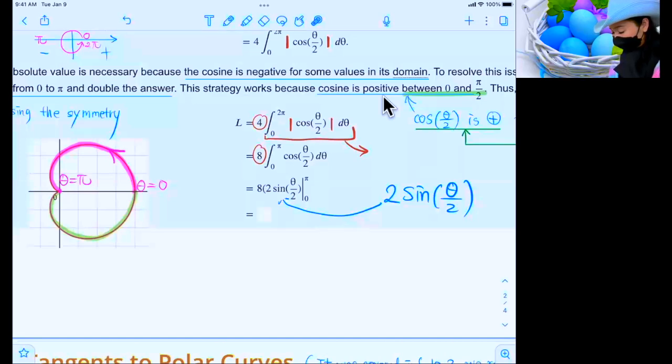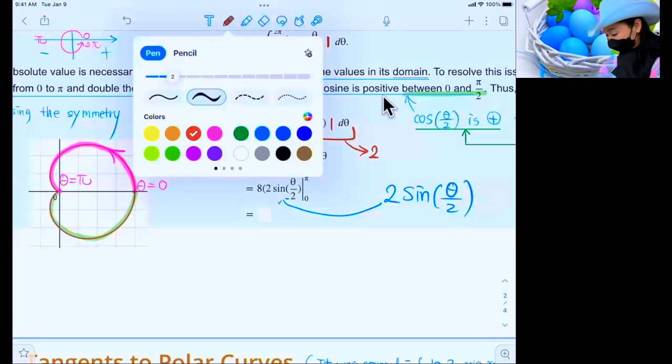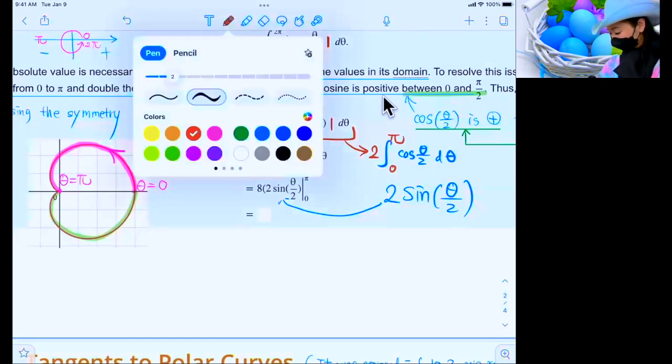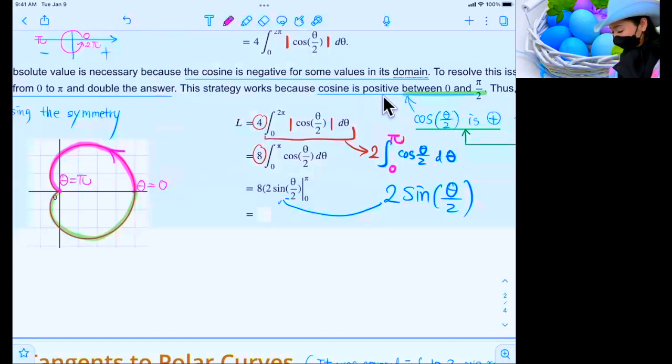So from 0 to 2 pi, that's equal to 2 times this integral, cosine of theta over 2, d theta, where theta goes from 0 to pi. Okay. And therefore, when you have 4 times 2, that's how you got this 8 over here. 4 times 2, and that's going to make you the 8 right here. Okay, what do you get at the end?